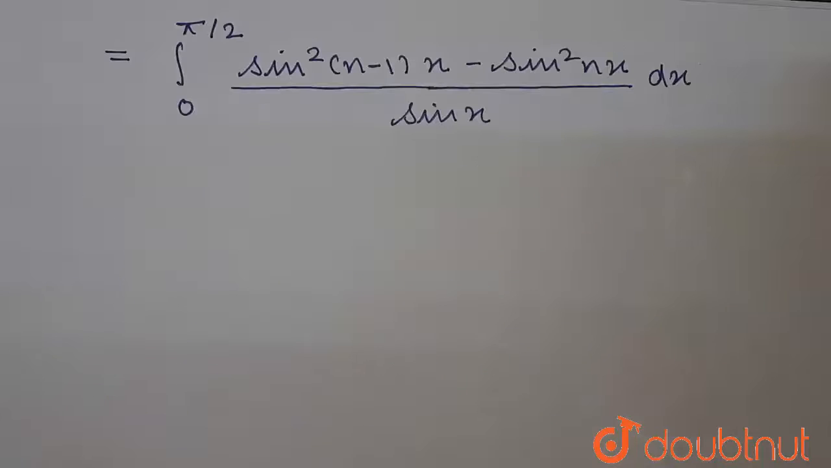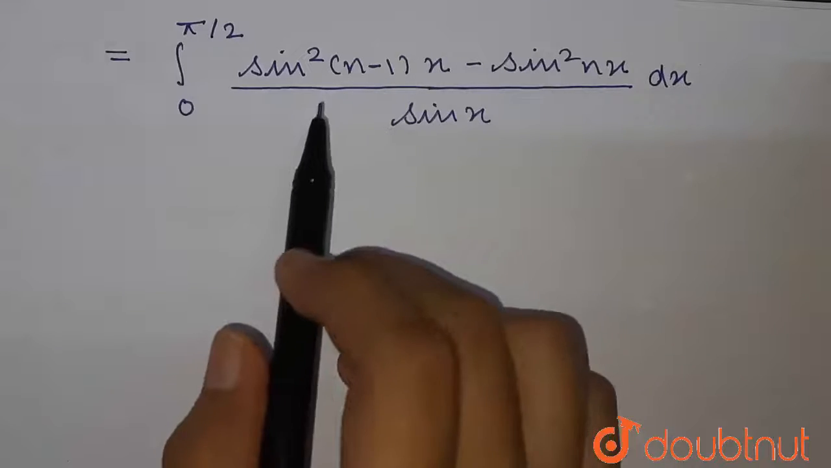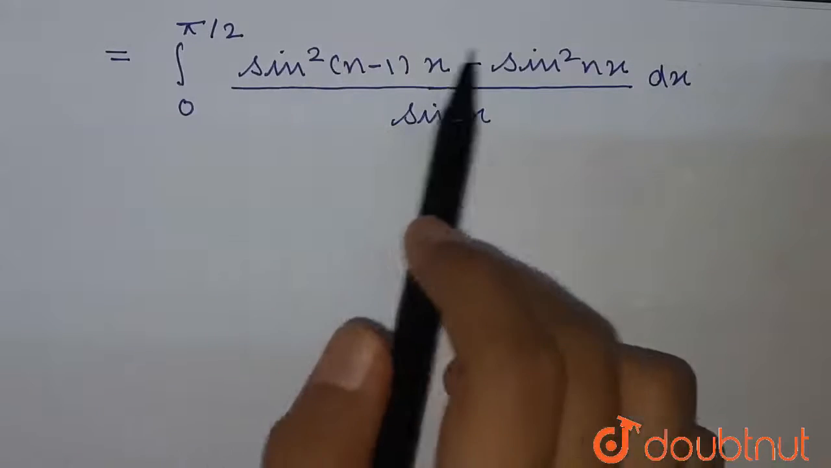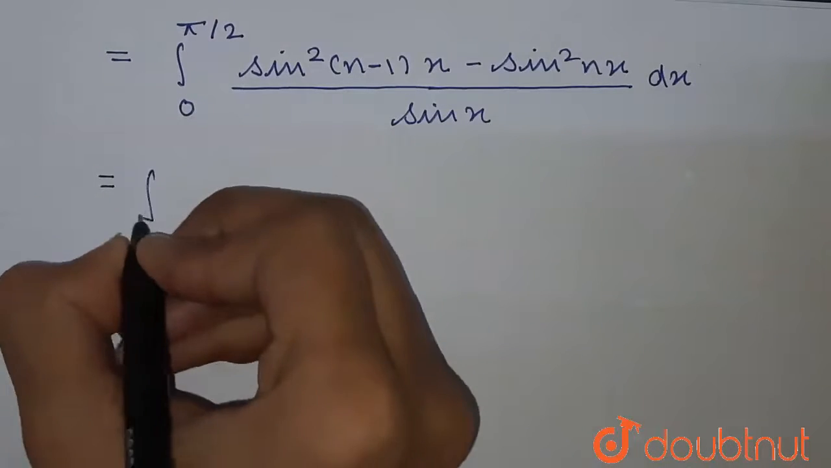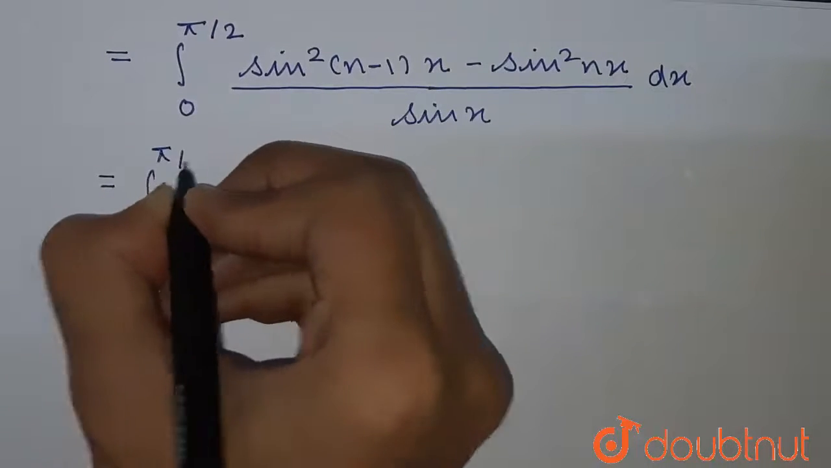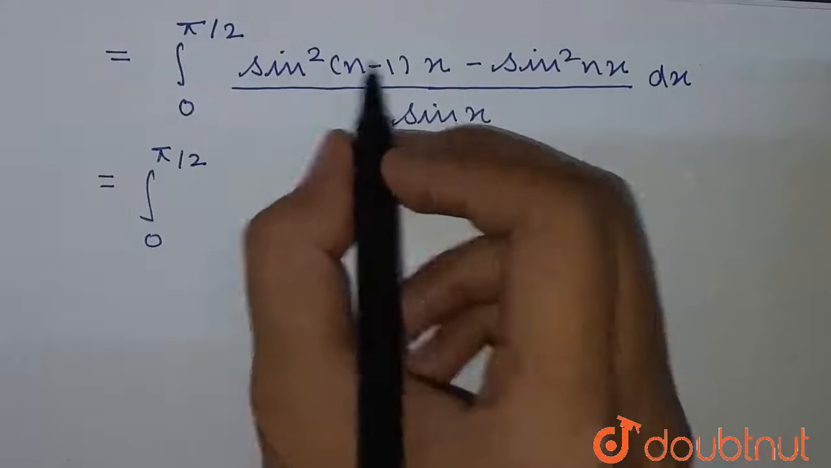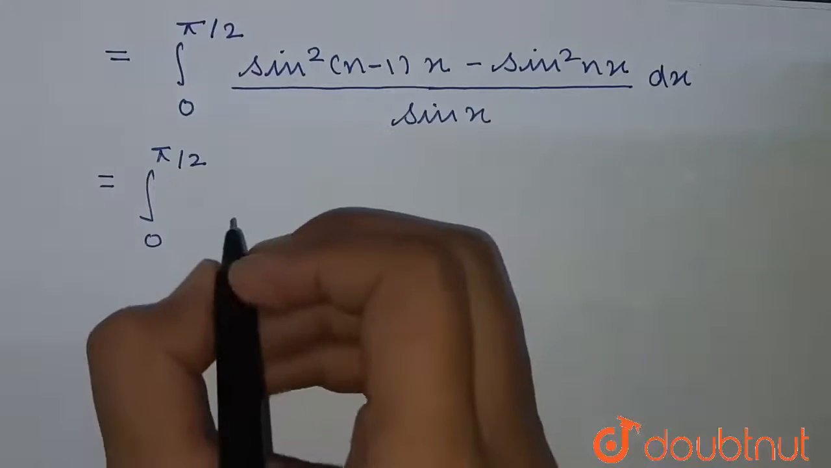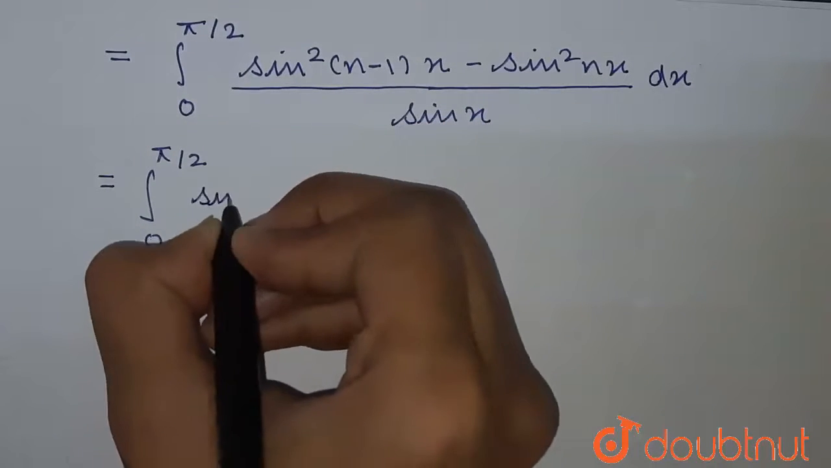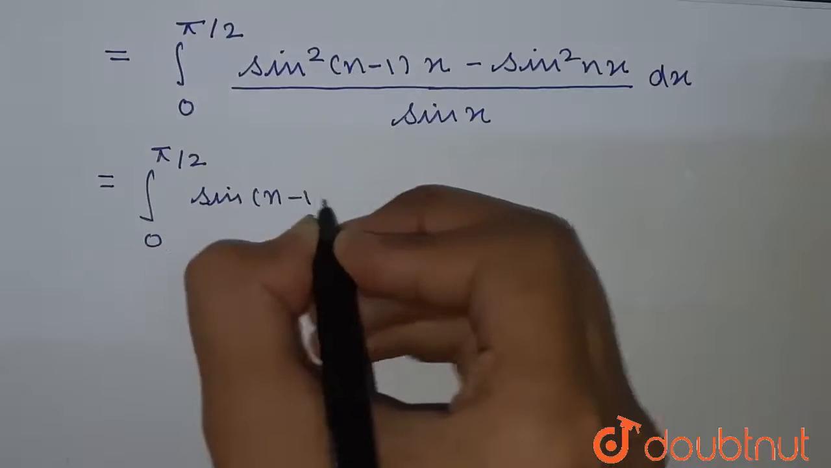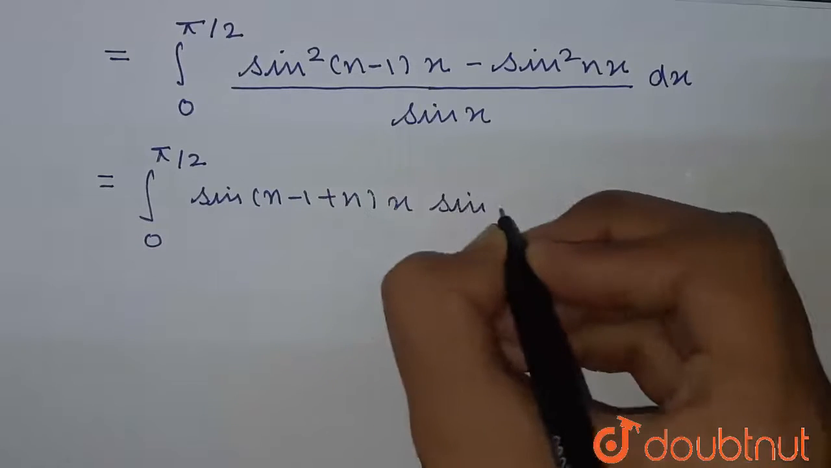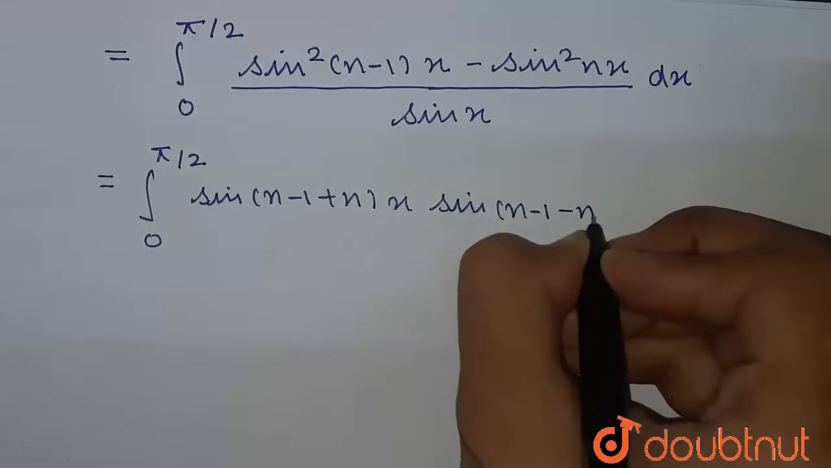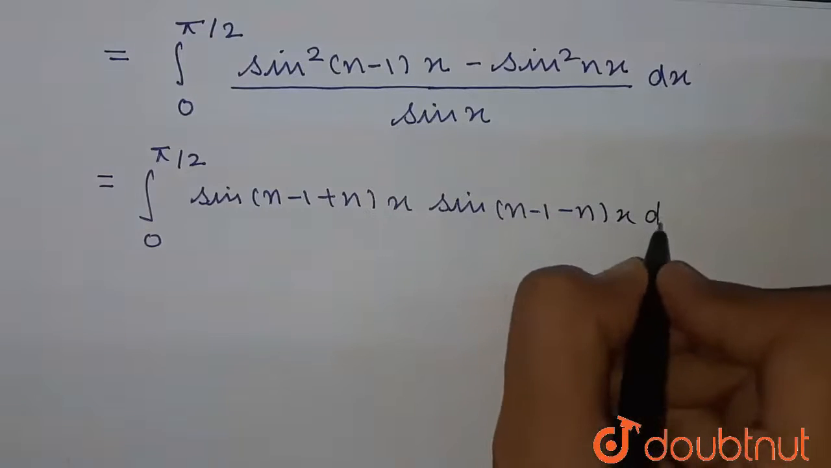If we take a look at it carefully, this is nothing but the a square minus b square identity, right? So this can be written as the integral from 0 to pi by 2, and a square minus b square is (a plus b) into (a minus b). So this will become sin((n minus 1) plus n)x into sin((n minus 1) minus n)x dx.